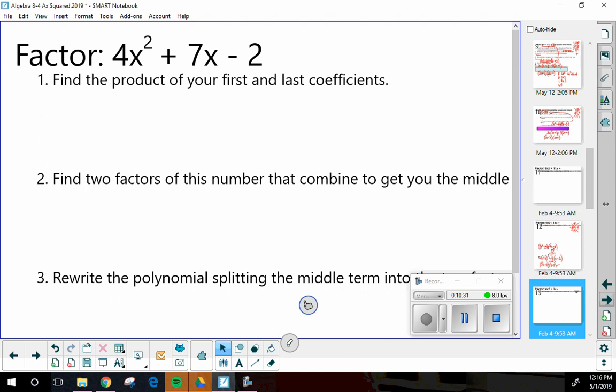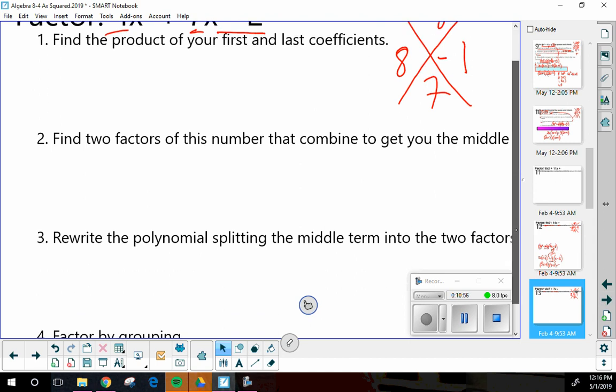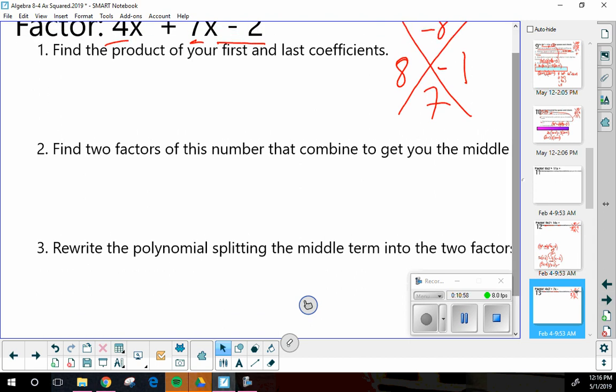All right, so for this one, we're going to make our x, find the product of your first and last coefficients. Well, 4 times negative 2 is negative 8, and then this 7 goes right here. So I need two numbers that when you multiply them together, you get negative 8. When you add them, you get 7, and that's going to be 8 and negative 1. Okay, so now I'm going to rewrite and find the two factors. That's this step right here.